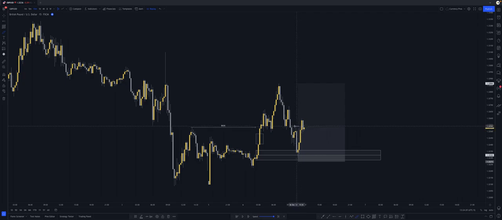Right here, we have a very minor break of structure. It would be more visible on lower time frames like 5 minute or 1 minute. I'm not going to bother marking it up and annotating it because it's just going to cause clutter. But yes, there was a very minor break of structure there, which shows bullish intent as well. And it shows that demand is, at least for now, being respected. So let's continue.